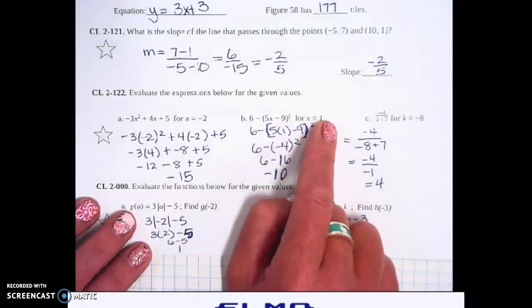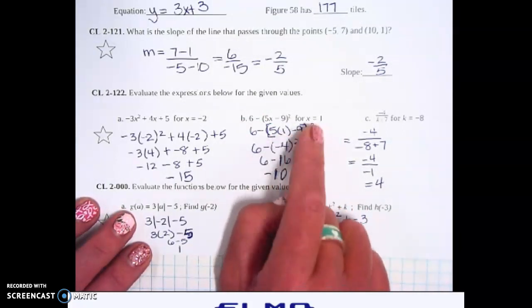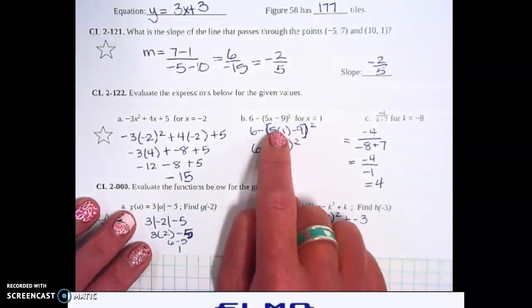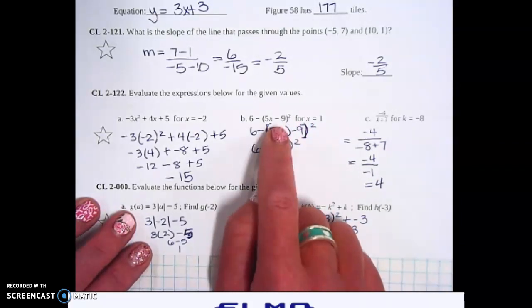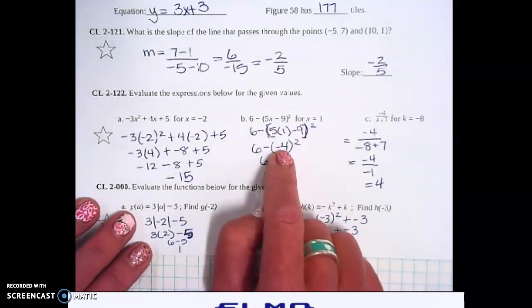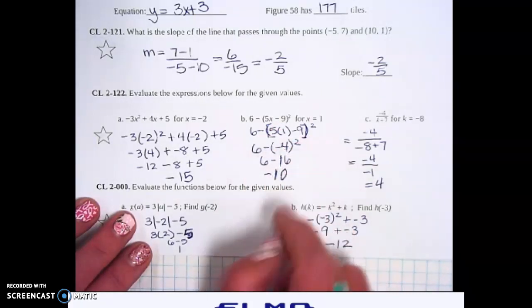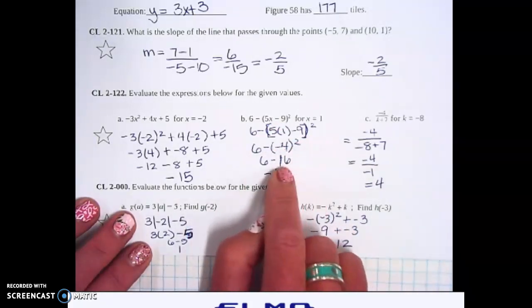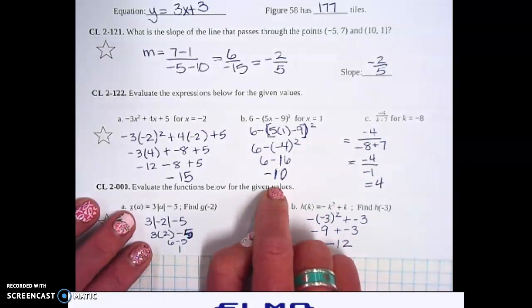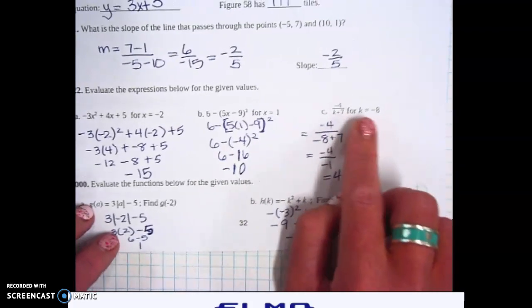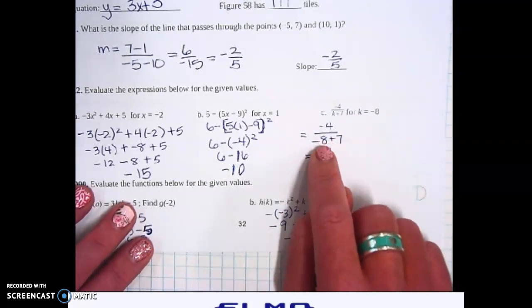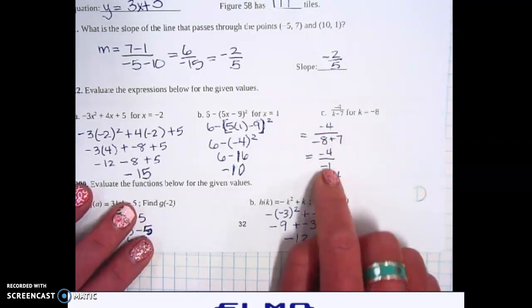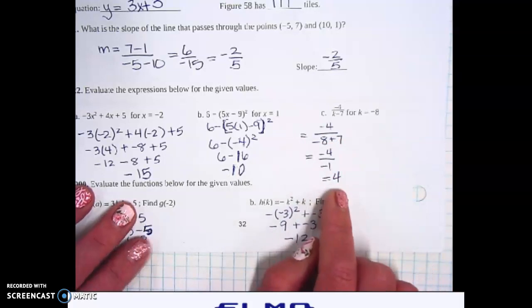Part B, I substituted in positive 1. You want to do what's in parentheses first. So I multiplied the 5 times 1 and got 5. 5 minus 4 is 1. You want to do the exponent next. So negative 4 squared is 16. So 6 minus 16 is negative 10. For part C, I substituted in negative 8. And I simplified the denominator to negative 1. And then I simplified the fraction to positive 4.